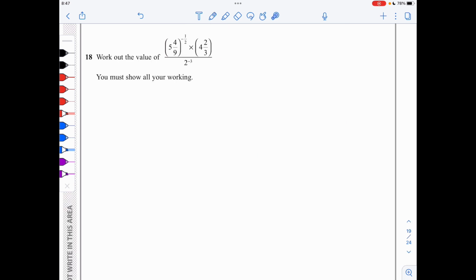In 18, we need to work out the value of this expression here. So we start by expressing 5 and 4 over 9 as an improper fraction. It's 49 over 9 to the minus a half, times the 4 and 2/3, it's 14 over 3. And then 2 to the negative 3 in the denominator can be written as 2 cubed in the numerator.